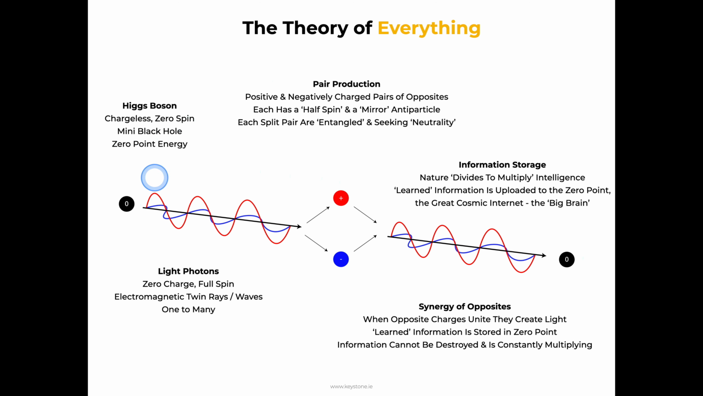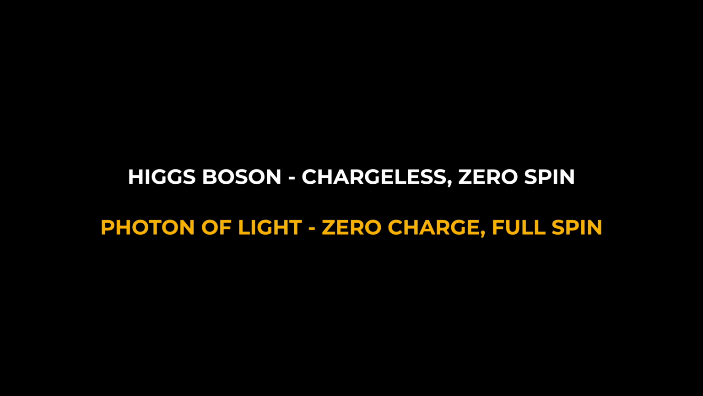There are several little steps between a 0 point Higgs boson and light. Things like gluons. But we're going to ignore those for the moment and just go straight from the Higgs boson to light. Here we have light photons. So this is step 2. Light photons have 0 charge but full spin. The Higgs boson is a chargeless, zero-spin particle. A photon of light is 0 charge, full spin. Chargeless is not the same as 0 charge, and we will discuss that later.